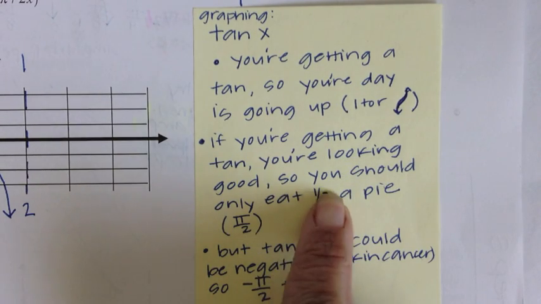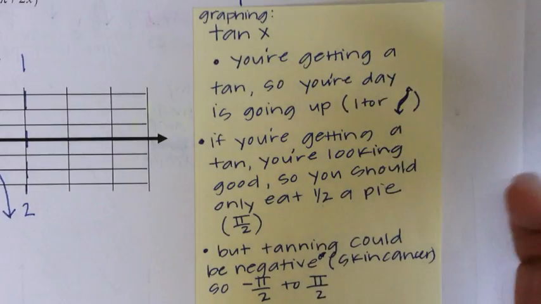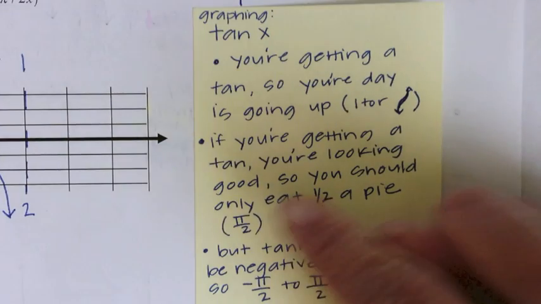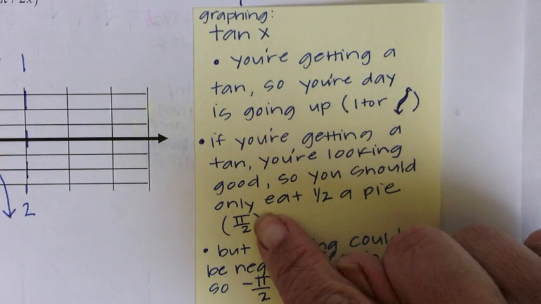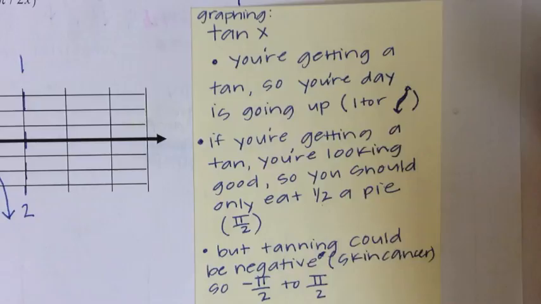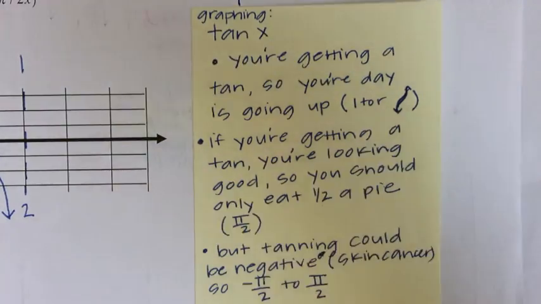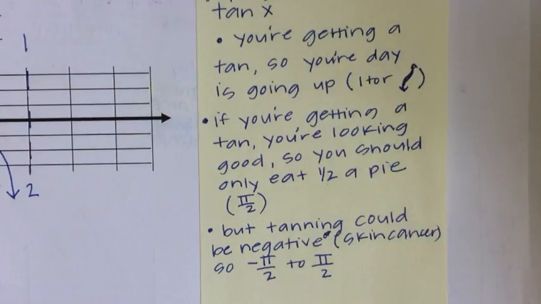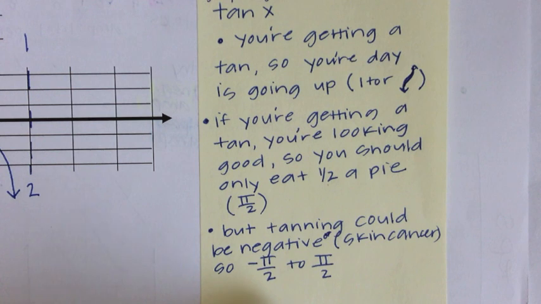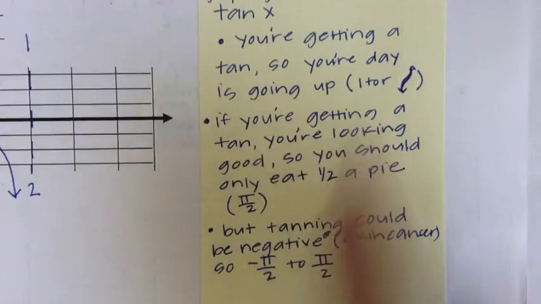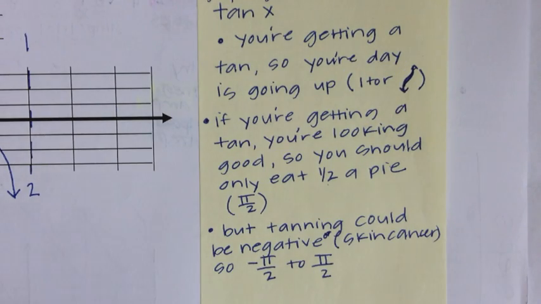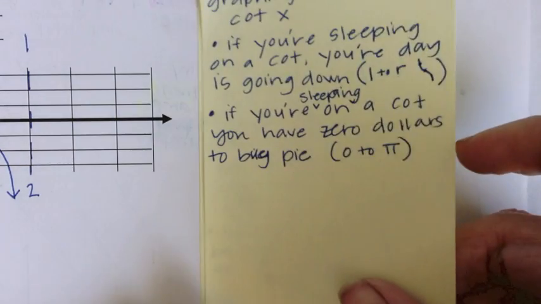And if you're getting a tan, you're looking good. So you should only eat half a pie instead of the whole pie, because then you might not look so good, I guess. So that is like pi over 2. You should only eat half a pie over 2. But tanning could be negative because you could get skin cancer, so it could also be negative pi over 2. It's a bit of a stretch, but maybe it can help you. And of course, this is all helping us remember the asymptotes for tangent, from negative pi over 2 to pi over 2. Here is cotangent.